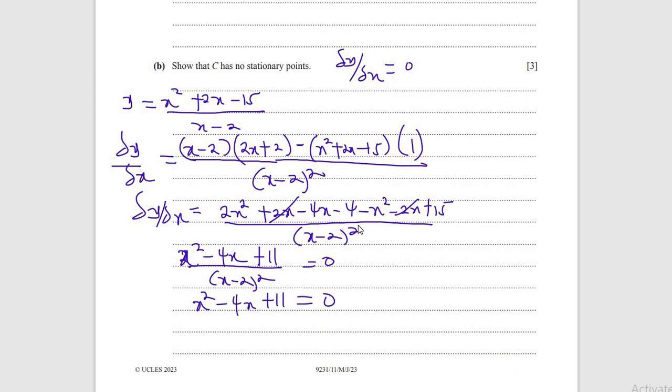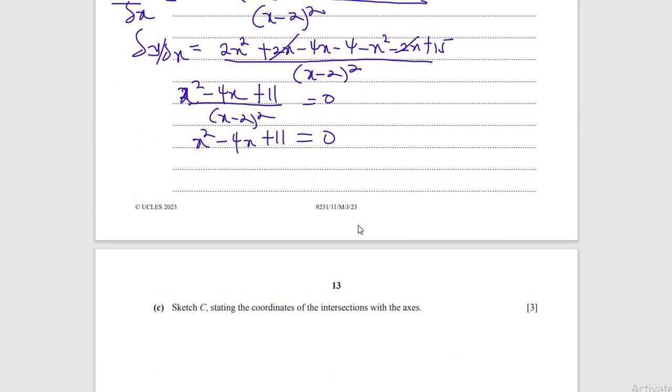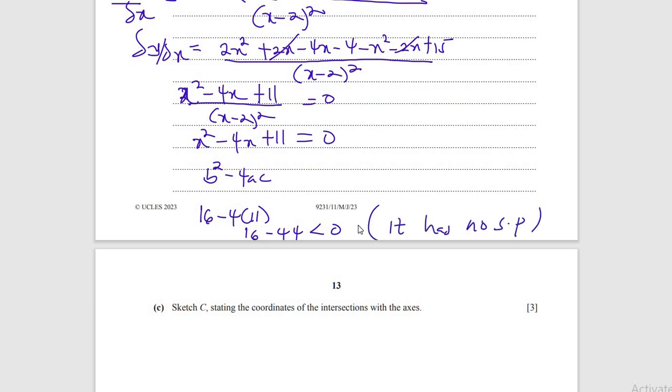We have to show that it has no stationary point, which simply means that the equation must not have a root. How do you know it doesn't have a root? Let's confirm the discriminant, b squared minus 4ac. So b is minus 4, 4 squared is 16. a is 1, c is 11. So 16 minus 44 is less than 0. So it has no stationary point. That's it.